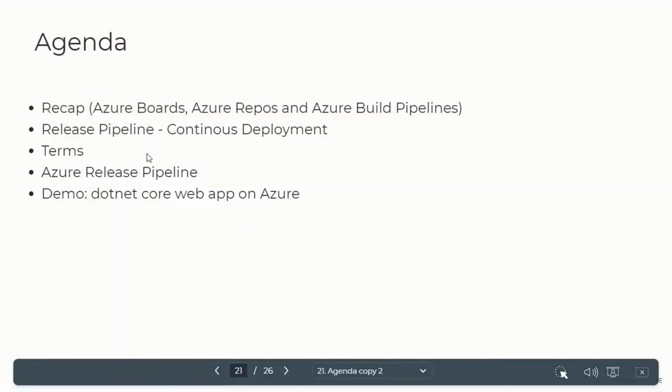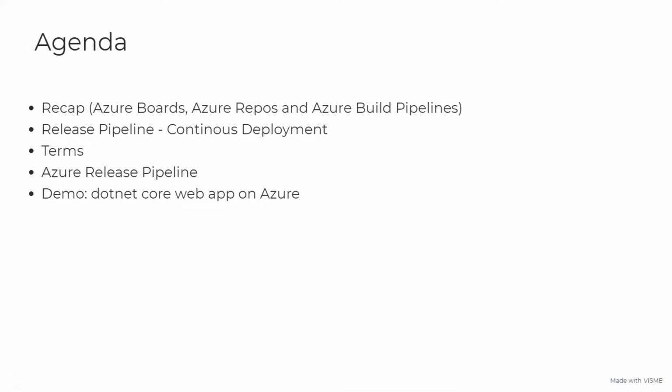So far we have seen Azure Boards, Azure Repos, and Azure Build Pipelines. From today onwards, maybe the next three sessions will be related to the release pipeline. Today we are going to see something at the very basic level, how we can create the release pipeline using the classical editor, because we have two options, classical editor and YAML pipeline.